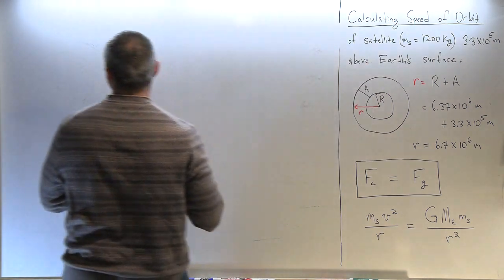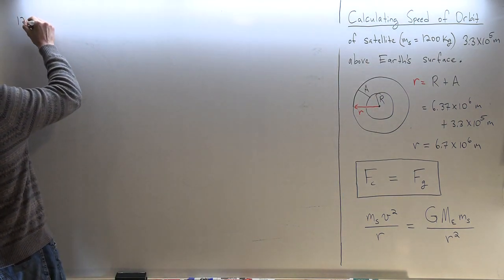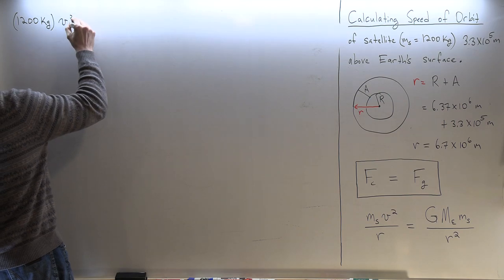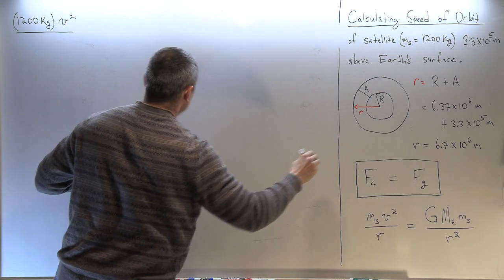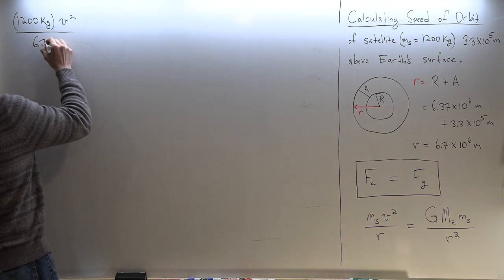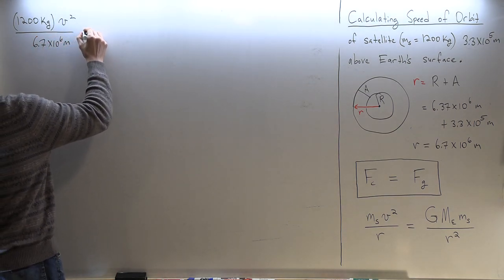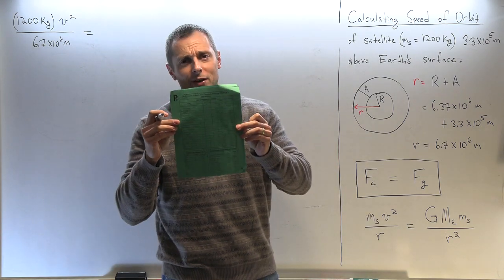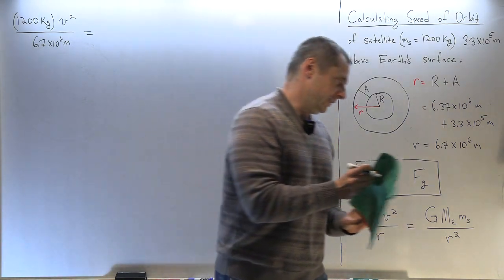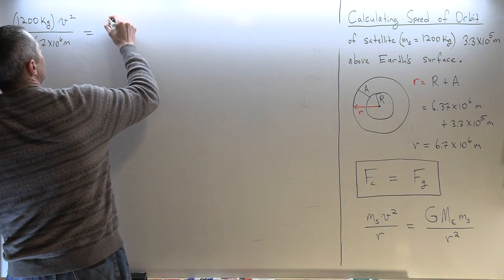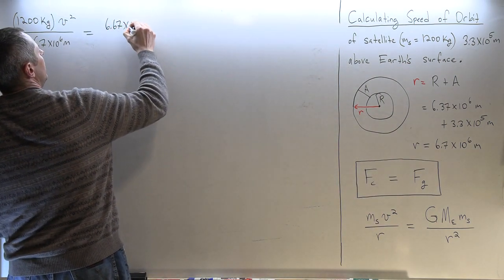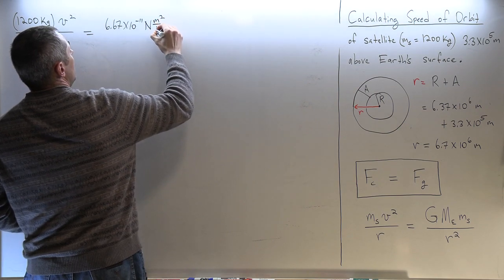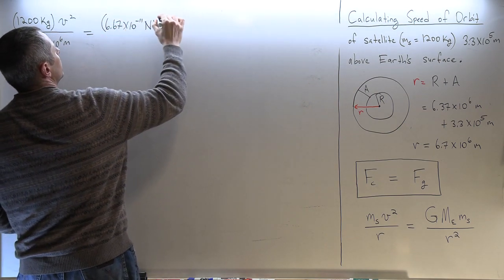The satellite was 1,200 kilograms. So right here, 1,200 kg. v squared is what I'm looking for. The radius of orbit I figured out is 6.7 times 10 to the 6th. On the other side, I've got capital G. Front cover of the reference table, the very top number, it's there. So 6.67 times 10 to the minus 11th. And we need those units. Don't forget the units. Otherwise, you lose points on the Regents.